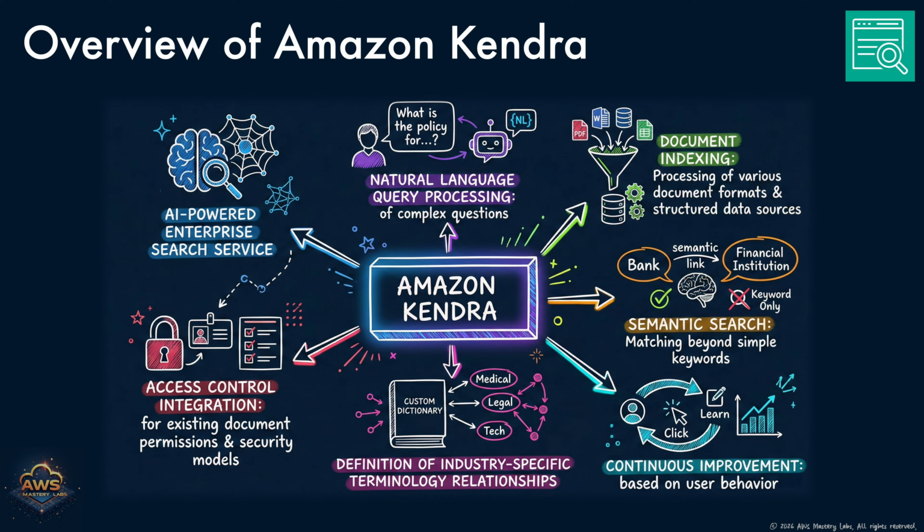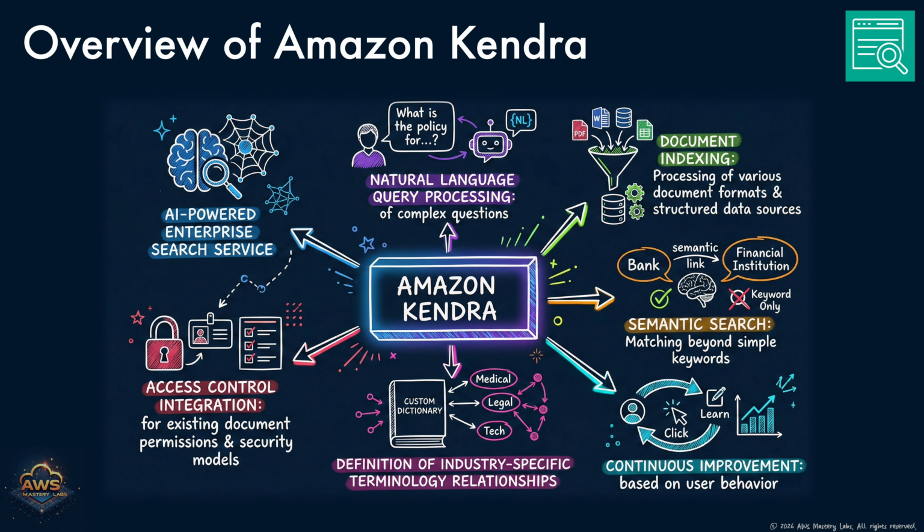At the core of Kendra is its natural language query processing capability. This means users can type questions like, "What is the company's remote work policy?" instead of just searching for remote work. And Kendra will return the most relevant document excerpts, not just links. Kendra also supports document indexing across a wide range of formats, from PDFs and Word documents to wikis and structured databases. This allows organizations to centralize search across siloed repositories.